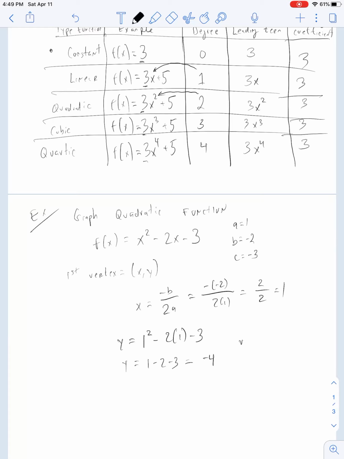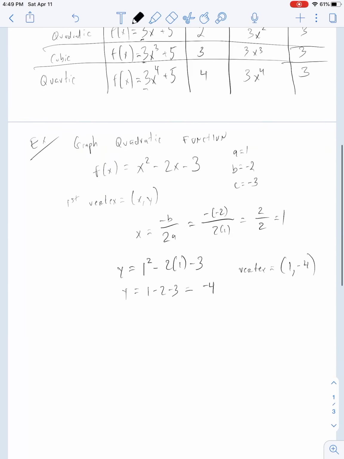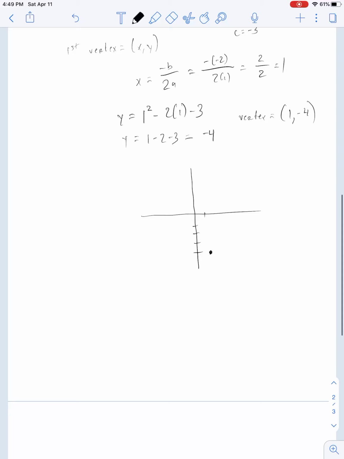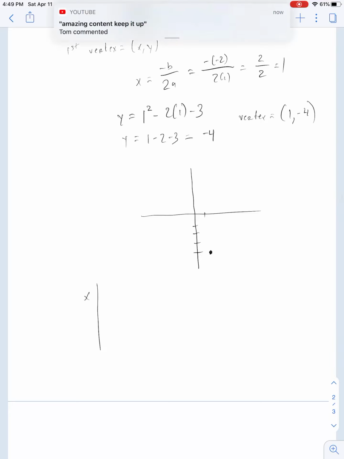So this tells us that our vertex is (1, negative 4). Also, a is positive, so we know it's going to open up. According to what we did before, this is 1, negative 1, negative 2, negative 3, negative 4. We have this point here. Then we would just make a table.